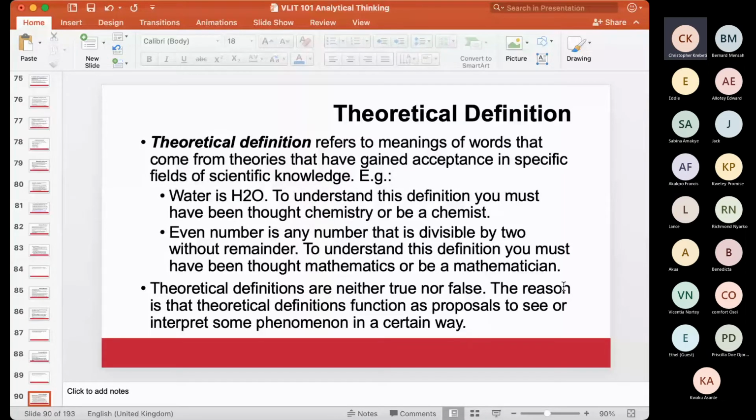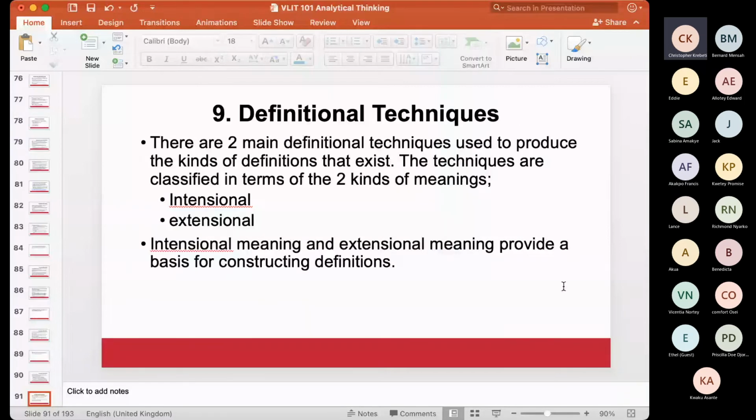Even number is any number that is divisible by 2 without remainder. Even number is any number that is divisible by what? 2 without remainder. To understand this definition, you must have been taught mathematics or be a mathematician. So you can understand these because you have been taught mathematics. That's why it's a theoretical definition. Theoretical definitions are neither true nor false. The reason is that theoretical definitions function as proposals to see or interpret some phenomenon in a certain way, right? So that is about the theoretical definition.